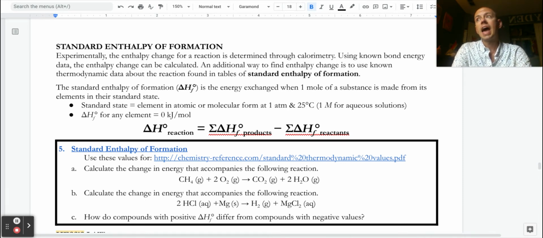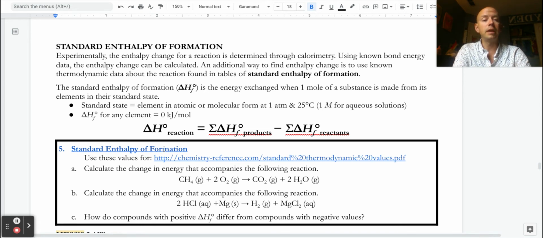This tells us how much energy is consumed or released when making a compound from its elements. So rather than needing to think about each step along the process, we could think about, relatively speaking, how stable is one compound, or how much enthalpy does one compound have compared to another. When we're discussing standard enthalpy of formation, it is defined as the energy exchanged when 1 mole of a substance is made from its elements in their standard state.